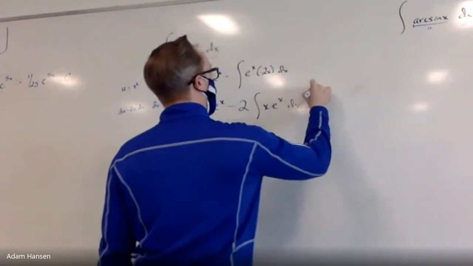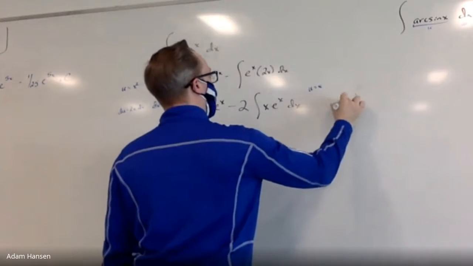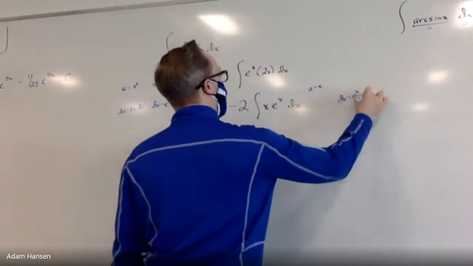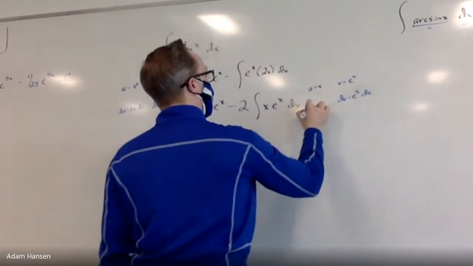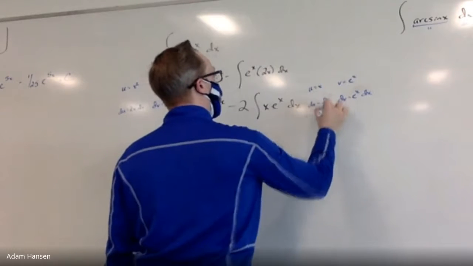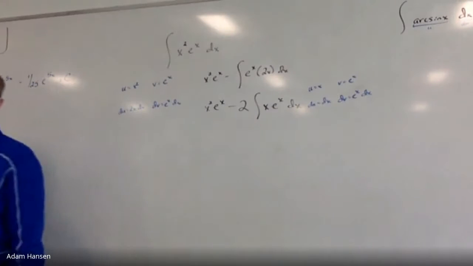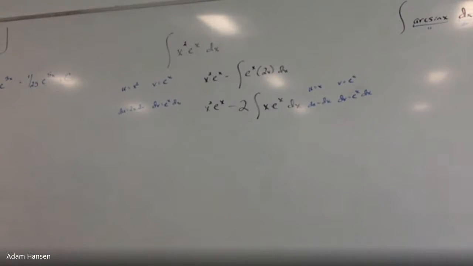See, u equals x for this integration by parts. dv is another e to the x dx. Again, v is e to the x, and du goes all the way down to dx now. It needs to be done after the second round of IBP.